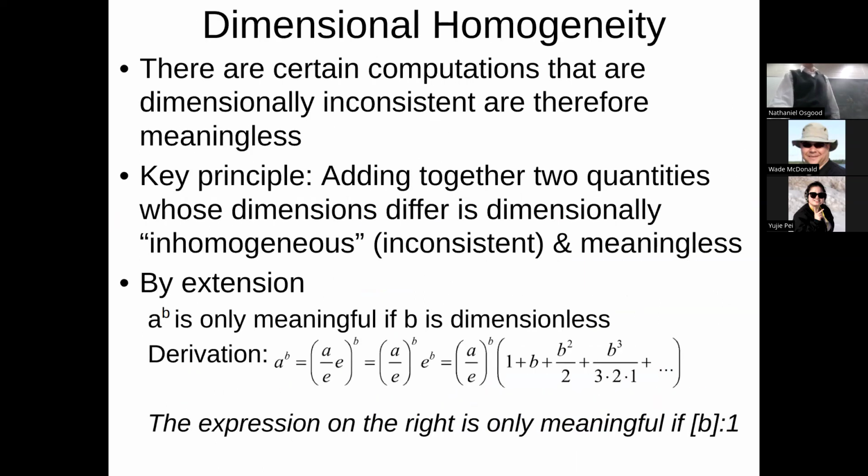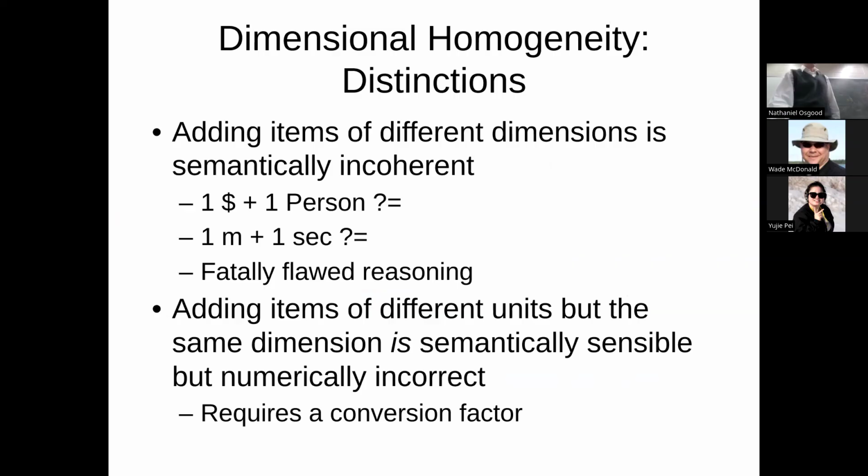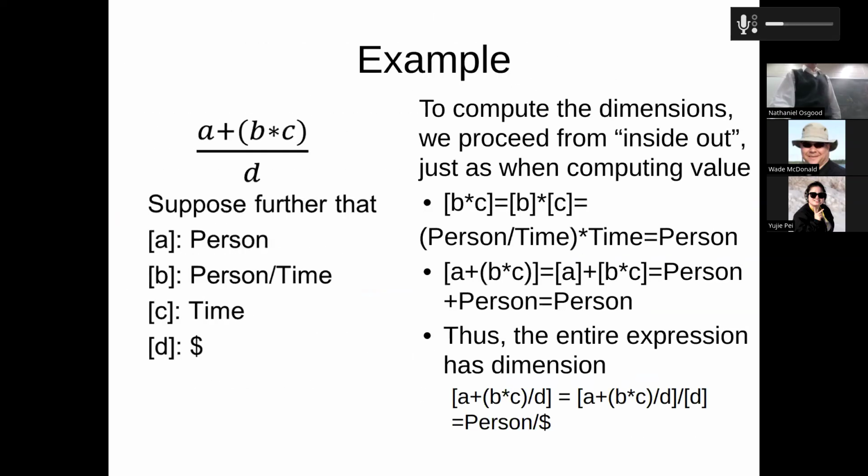Okay, this has a lot of beautiful consequences. I want to emphasize that you can readily perform these calculations with dimensions. So if you have, for example, B times C, if you know the dimension of B and you know the dimension of C, the dimension of B times C is just the multiplication of the appropriate dimensions.